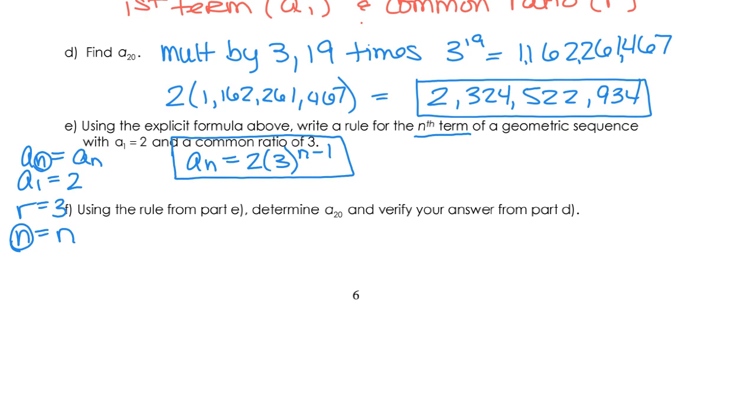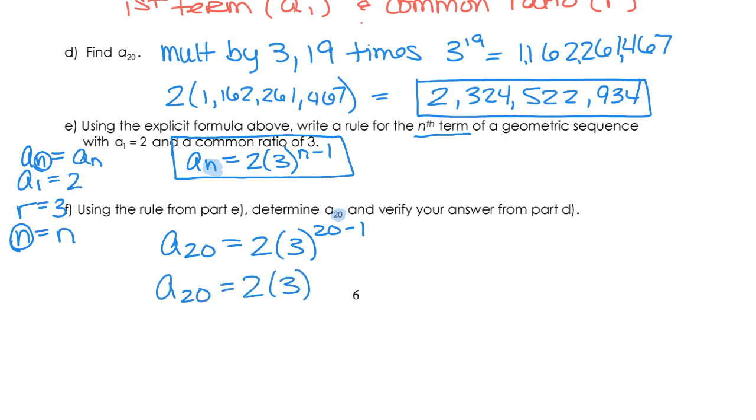Part F says using the rule from part E, determine a sub 20. So what you have to realize is that this 20 is in that n spot. And so we're just replacing n with 20. So we're going to say a sub 20 equals 2 times 3 raised to the 20 minus 1. And really we just have to plug that into our calculator. If you have the older black calculator, you might want to change that 20 minus 1 to a 19, or you'll have to remember to use parentheses around the 20 minus 1. Okay? But then when you type it in, you should end up with the same exact number that we got up in Part D.